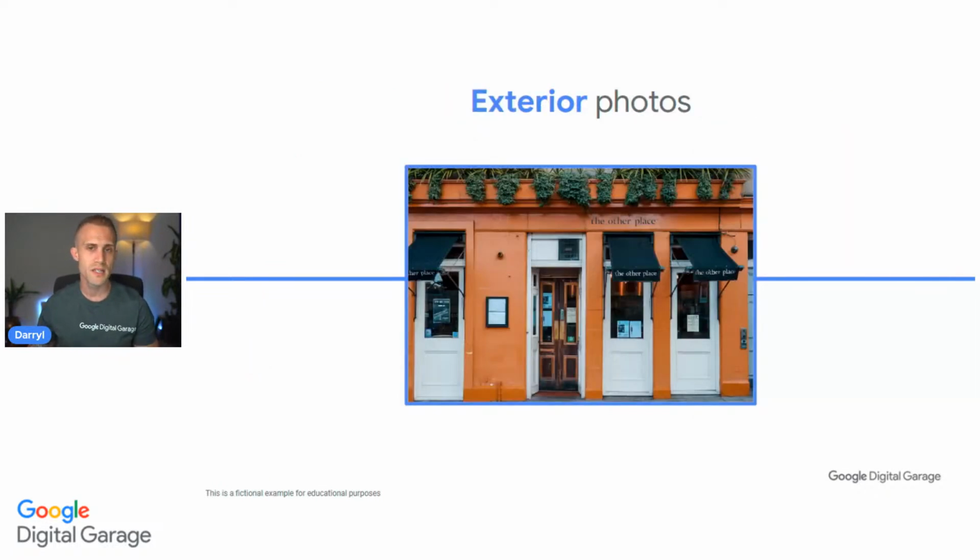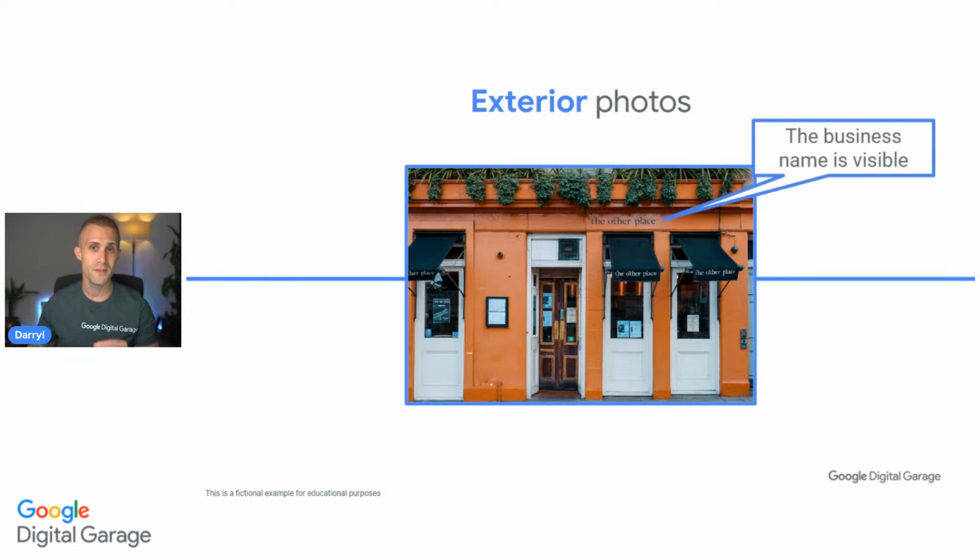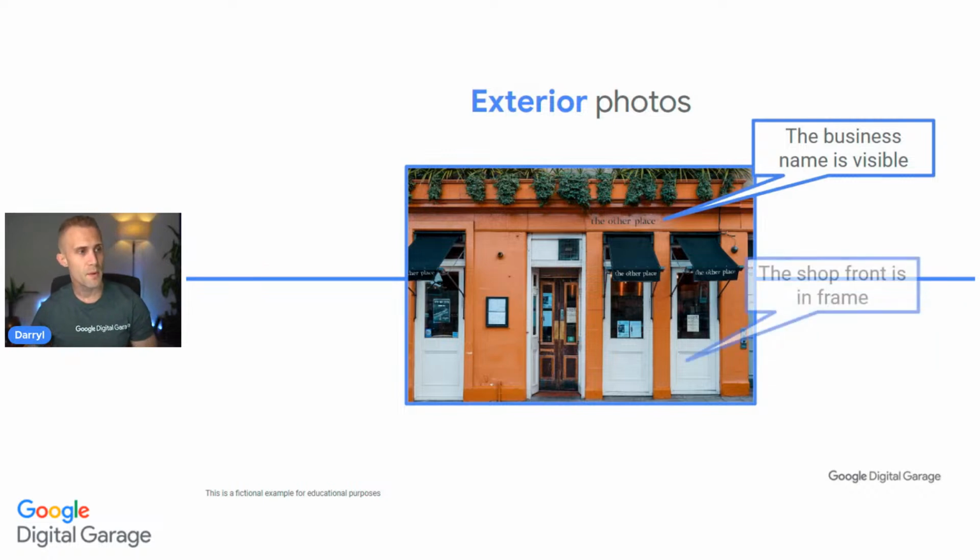When it comes to the exterior photos, number one, we need to make sure that the business name is visible. Almost all businesses will have a title on their shop front. And what you'll notice is it's not taken from an angle, it's not skewed, it's taken from a frame perspective. Why is that? Because if I was walking down the street and saw that picture, I could identify it immediately.